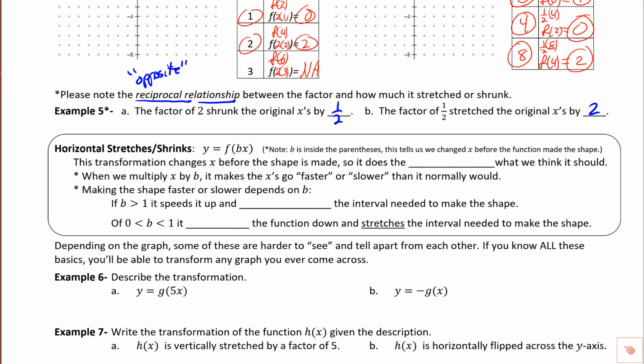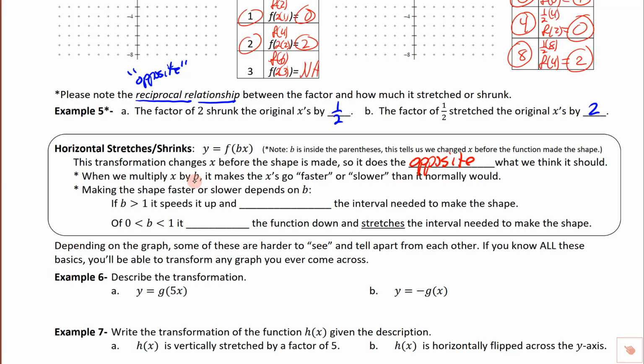This is the last one, and this is probably the most complicated one. So if we've got a horizontal stretch or shrink, again, notice we can tell it's horizontal because it's inside with the x, and it's being multiplied by that number. So if it was outside in front there, it would be a vertical stretch or shrink. It's inside here with the x, so it's going to be a horizontal stretch or shrink. Because it's inside, again, that tells us that it changed the x before it made the shape. So this transformation changes the x before it makes the shape, so it does the opposite of what you'd think.